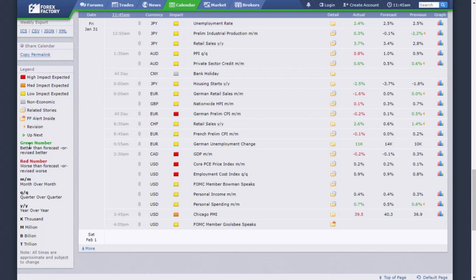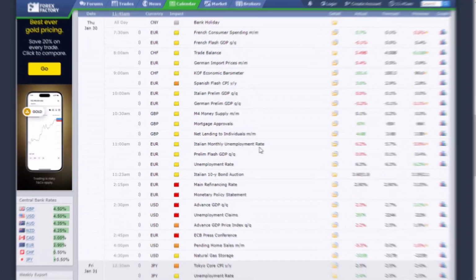All right, so when you see a green number, which is this type of numbers that are displaying here, it is actually telling you that it was a better than forecast data that is being released. And usually a better than forecast is always good for a country's currency. And when you see worse than forecast, sometimes it might mean that it might be bad for a currency. All right, so these are what you want to look out for when dealing with fundamental analysis.